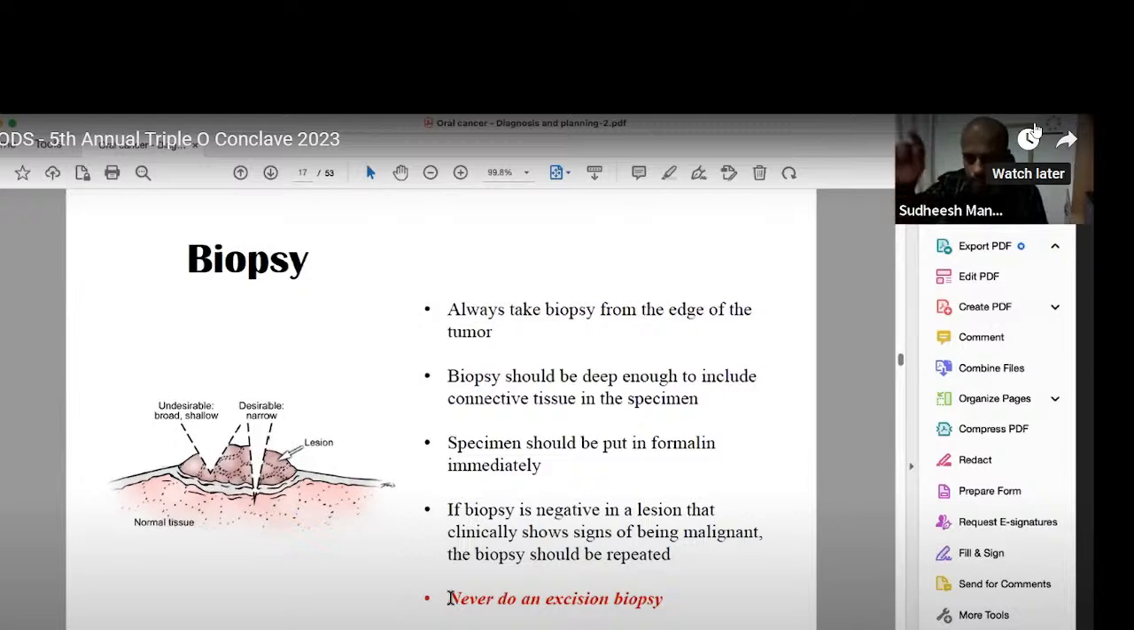So you take 1 millimeter extra tissue to get a microscopic clearance of 5 millimeters. So that is called wide local excision. If you do an excision biopsy upfront, you get the report after 1 week, and you refer the patient to an oncology center, where the patient is evaluated. The patient will go for imaging, all those things, and it will take a minimum of 2 to 3 weeks for the patient to reach the operation table.